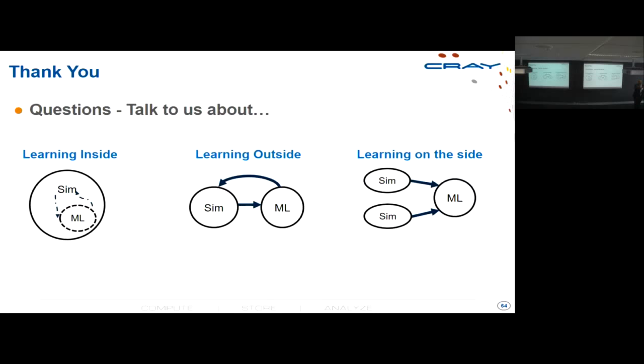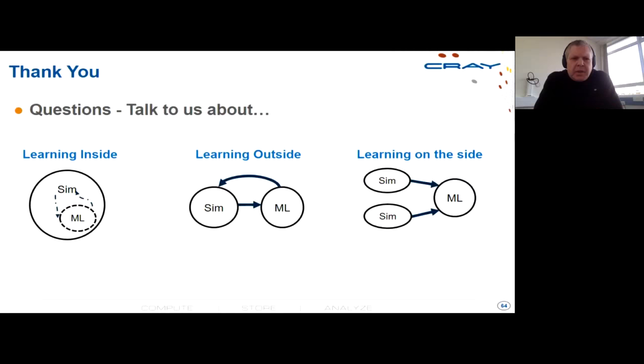Yeah, outside of Cray, it's more of a key part of the question. Sure, sure. I've got a question about model validation. Yeah, I've got a very quick one about model validation.